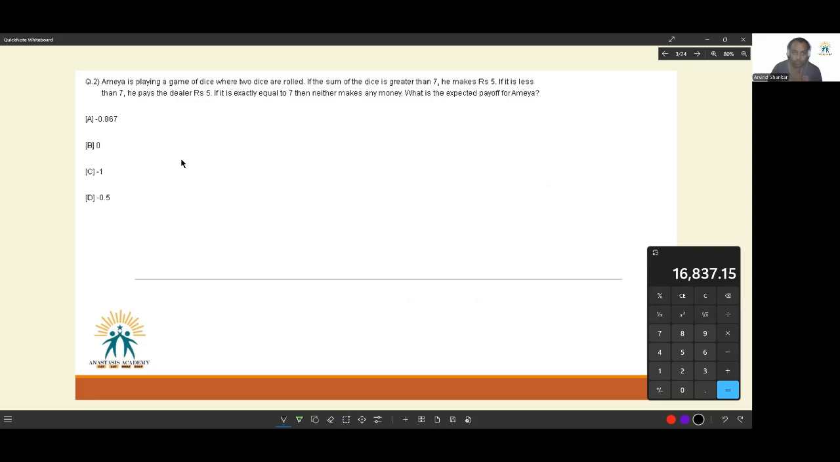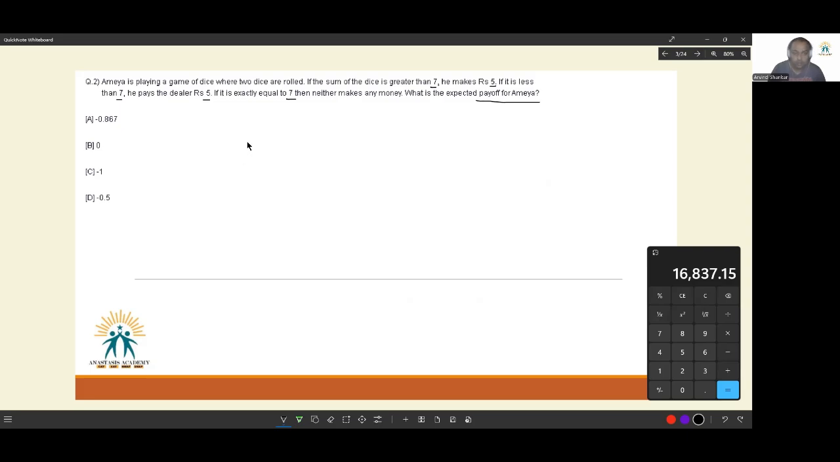Next one now. Amia is playing a game of dice where 2 dice are rolled. If the sum of dice is greater than 7, he makes ₹5. If it is less than 7, he pays the dealer ₹5. If it is exactly equal to 7, then neither makes any money. What is the expected payoff for Amia?